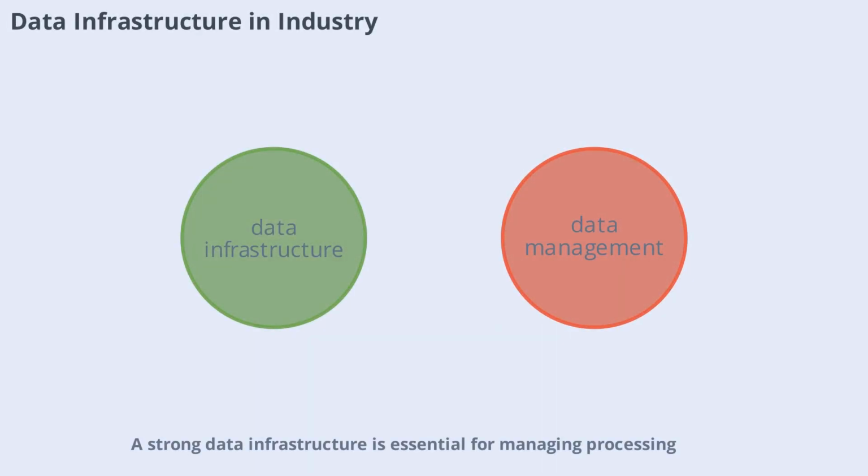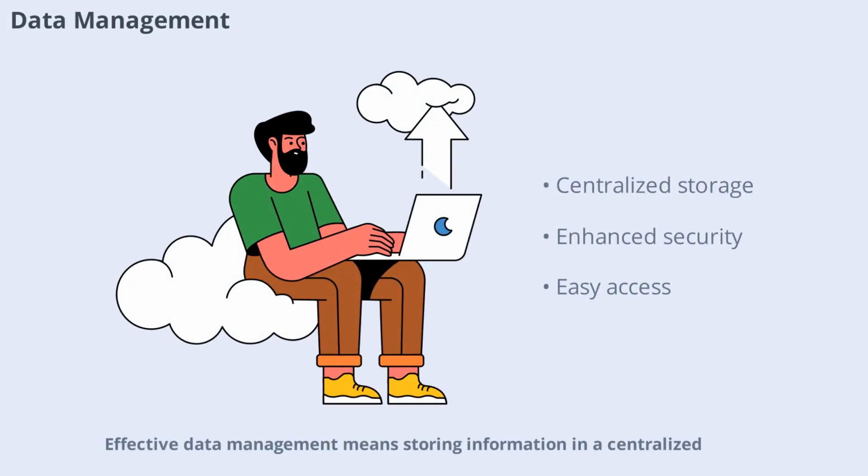Strong data infrastructure is essential for managing, processing, and analyzing data in any organization. It centralizes data storage, making information more secure and easier to manage. With the right infrastructure, companies can handle large volumes of data, perform complex analyses, and make better decisions based on accurate information. Effective data management means storing information in a centralized, secure location.